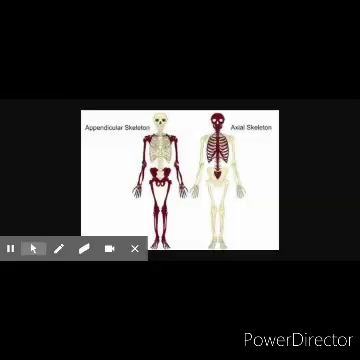The skeleton can be divided into the axial skeleton and the appendicular skeleton. The axial skeleton is composed of the skull, vertebrae, ribs, and sternum with a total number of 80 bones, while the appendicular skeleton is made up of everything else: the shoulder, hip, arms, and legs, which has a total number of 126 bones.